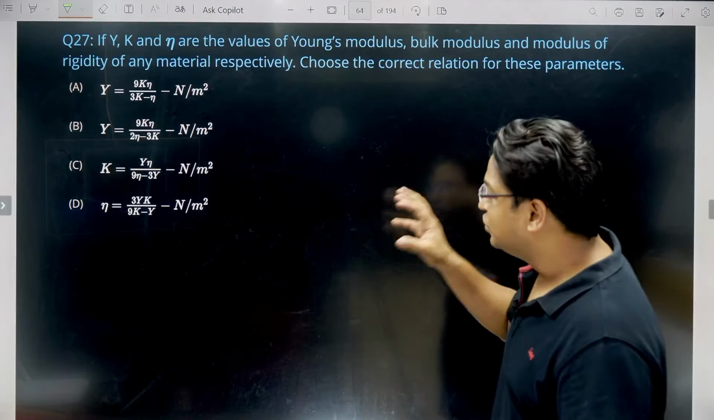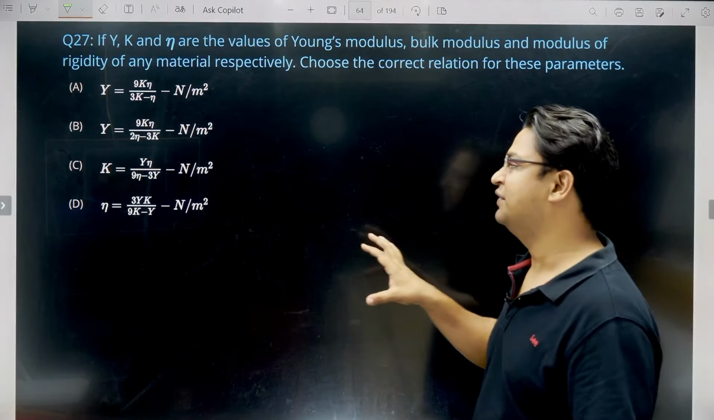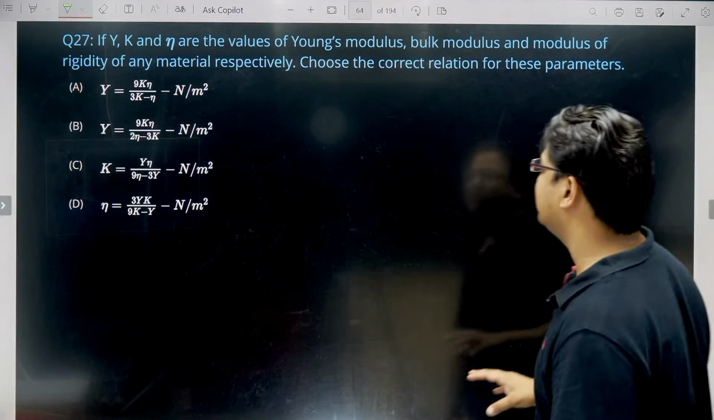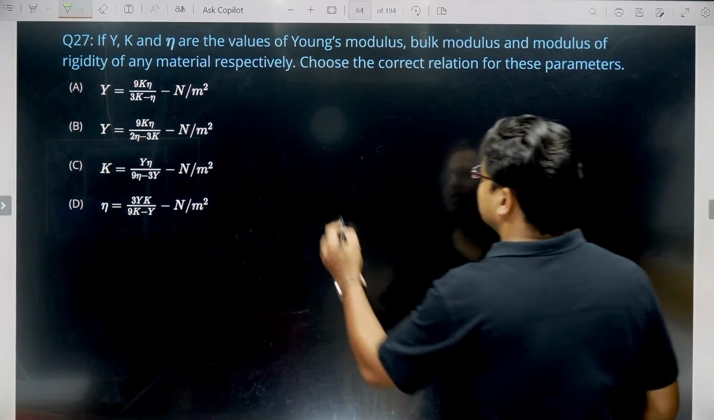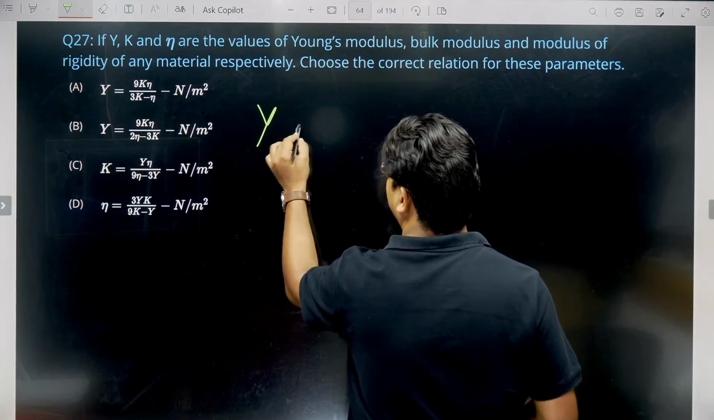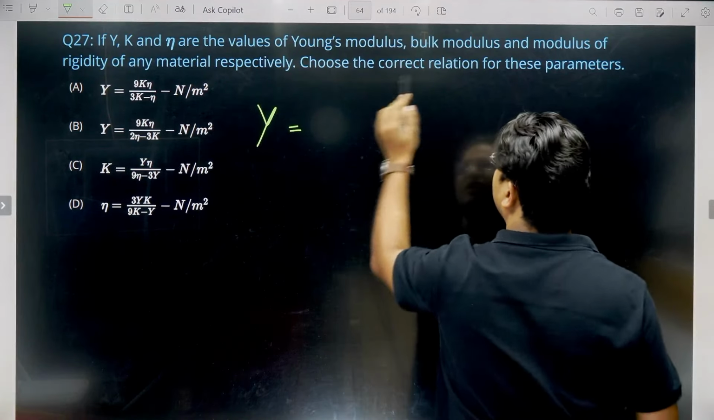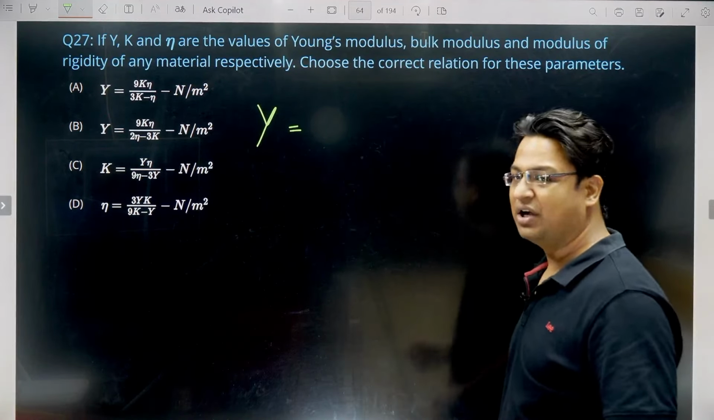So to do this question, you need to be aware of the relation, otherwise you can't do it. I'll tell you the relation that you need to learn. Knowing those relations, you'll be able to solve these questions. So Young's modulus. I'm not using the symbols given here. Let me use the usual symbols that we use while studying.